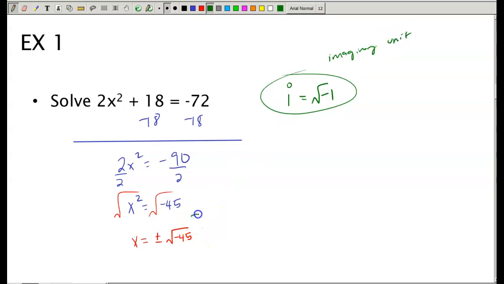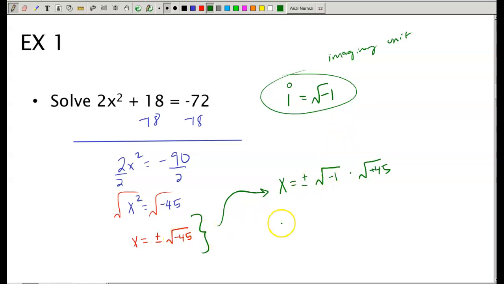Okay, so this is my answer right here, but I'm going to go ahead and reduce this and make it look nice. And here's how it would go. I'm going to say that x equals plus or minus, and now I'm going to try to, again, break up the square root of -45 into different parts. The first thing I'm going to do is take out the -1, right? I'm going to separate that -1 out because that's the imaginary unit.